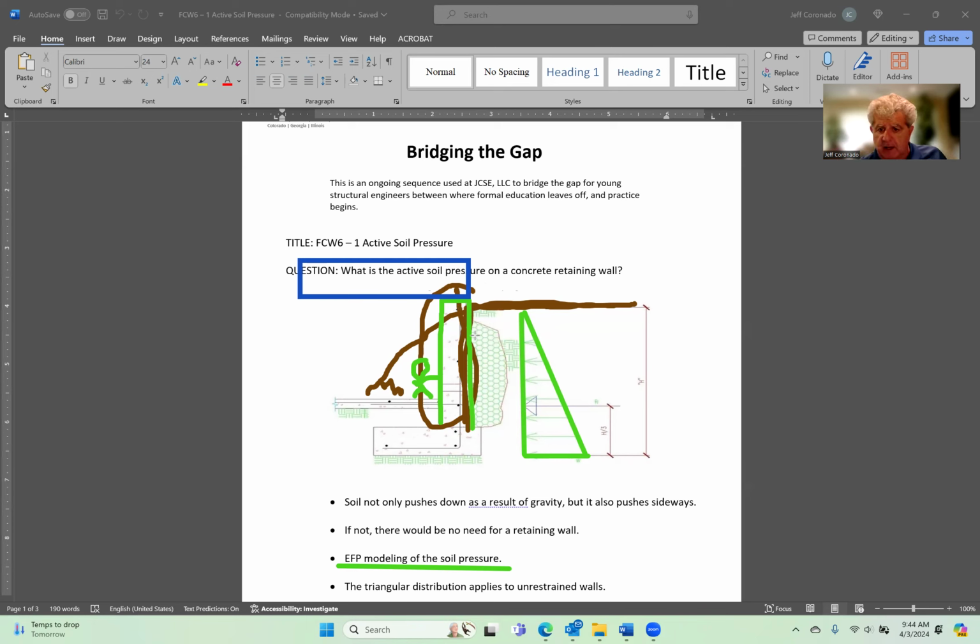We're not covering retaining walls in this session where they are restrained at the top. We're only covering cantilever retaining walls, so we're only going to get into the triangular pressure distribution. And that gets us to this point down here. The triangular distribution applies to unrestrained walls. Okay, so erase this. Unrestrained walls.